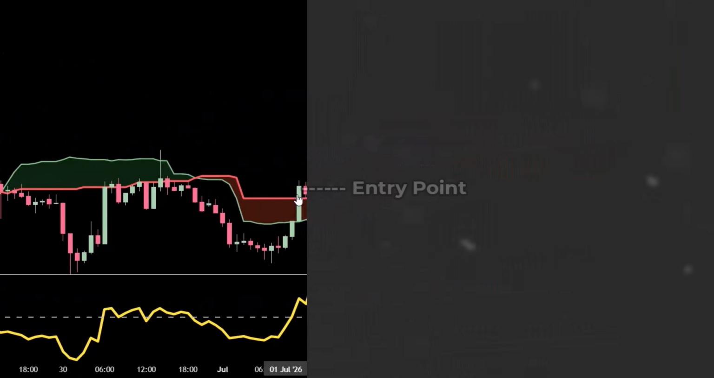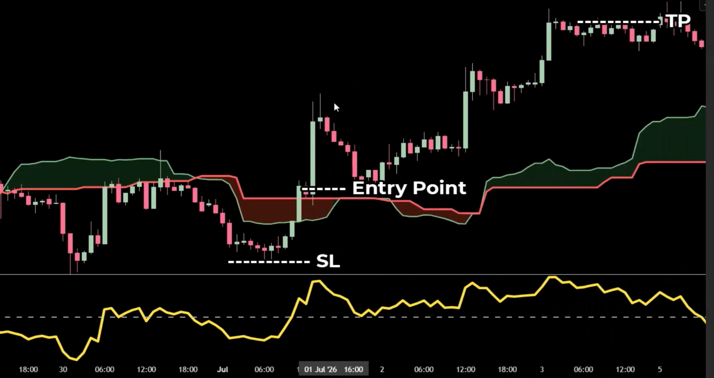The entry point is after the confirmation candle closes. For risk management, we place our stop loss below the recent swing low, and for the take profit, we can use a 1-to-2 risk to reward ratio or the next important resistance area. Remember, even a good strategy will have losing trades. The goal is not to win every trade. The goal is to manage risk and allow profitable trades to become larger than losing trades.